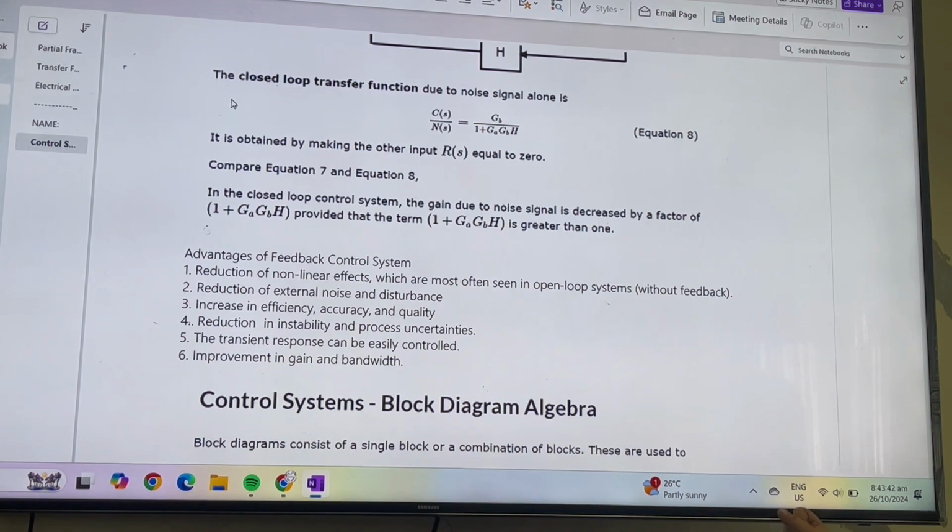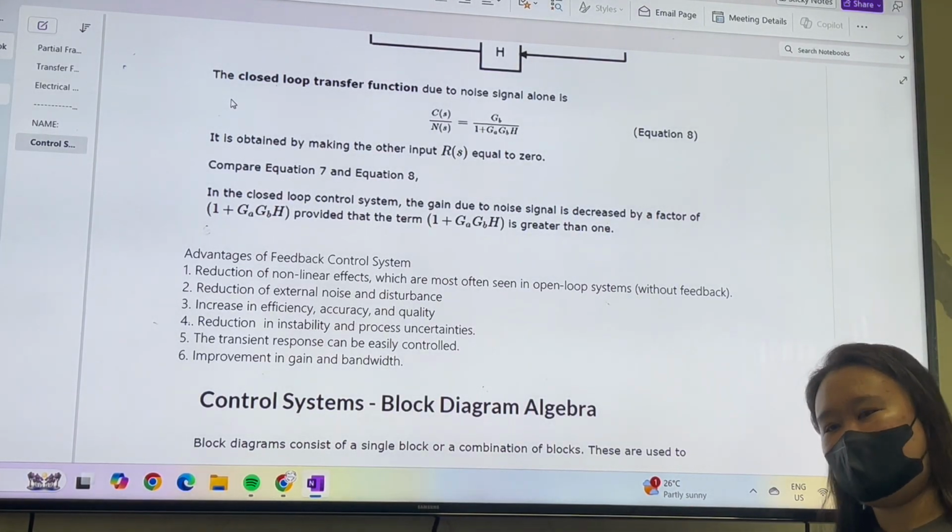Reduction of external noise and disturbance. We have increase in efficiency, accuracy, and quality. Reduction in instability and process uncertainties. The transient response can be easily controlled. And improvement in gain and bandwidth. Next, we have the block diagram algebra.